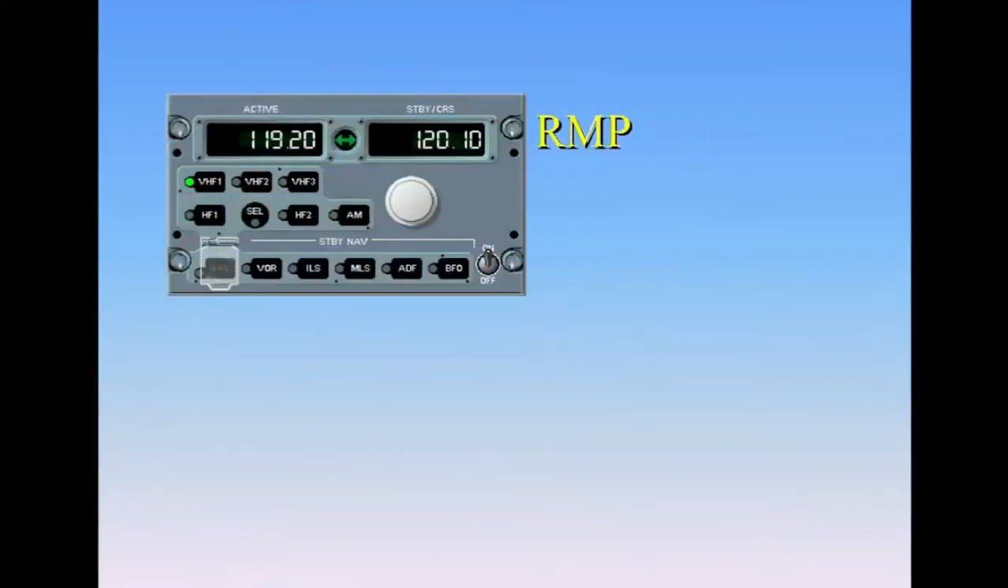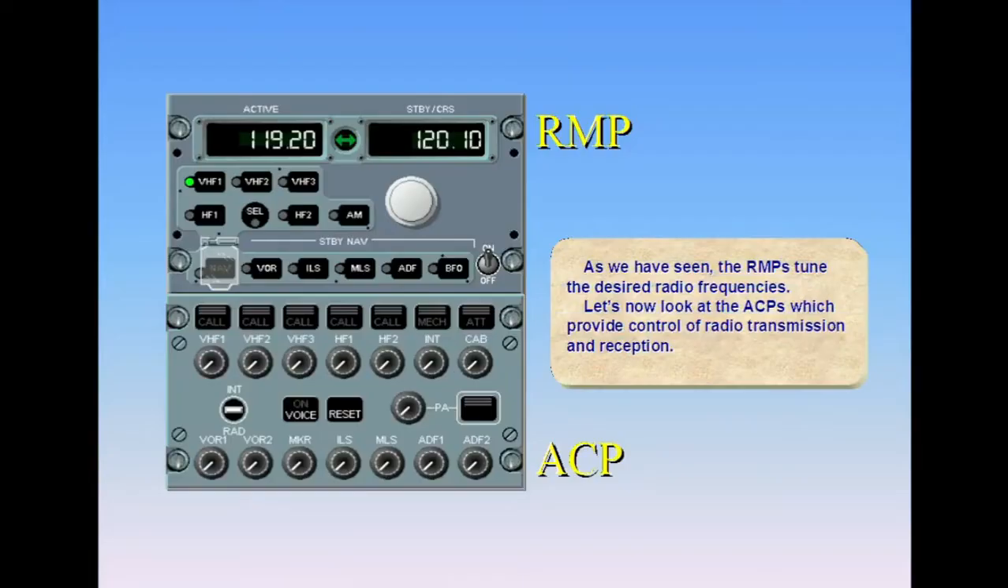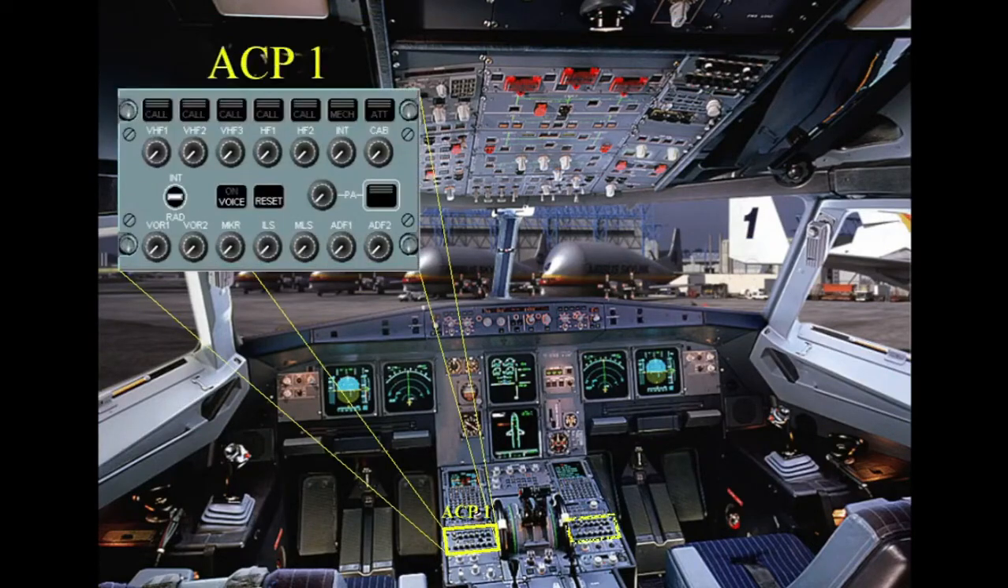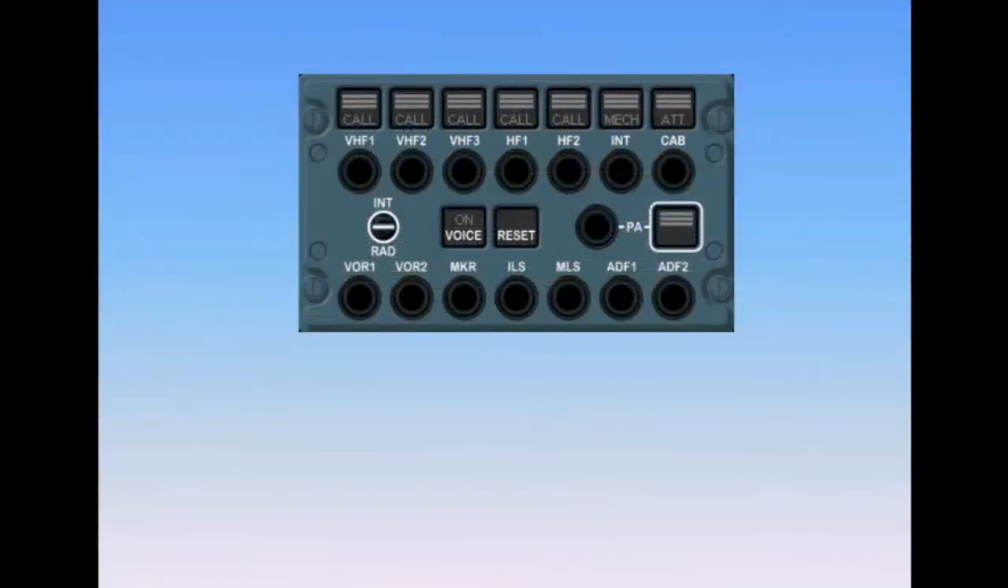As we have seen, the RMPs tune the desired radio frequencies. Let's now look at the ACPs, which provide control of radio transmission and reception. There are three ACPs, each located next to an RMP, two on the center pedestal, and an optional third one on the overhead panel. Let's look at the different controls of the ACP.